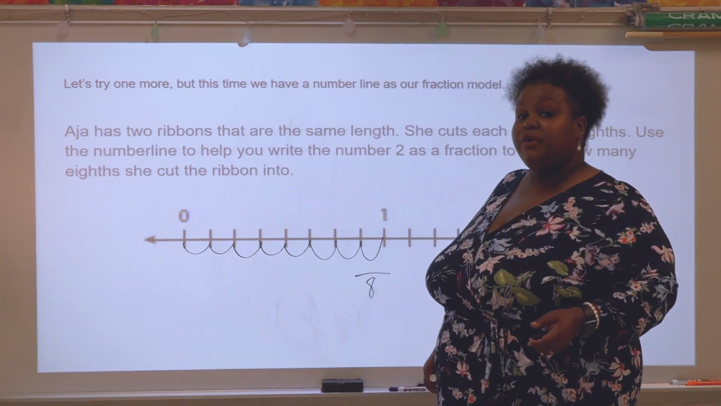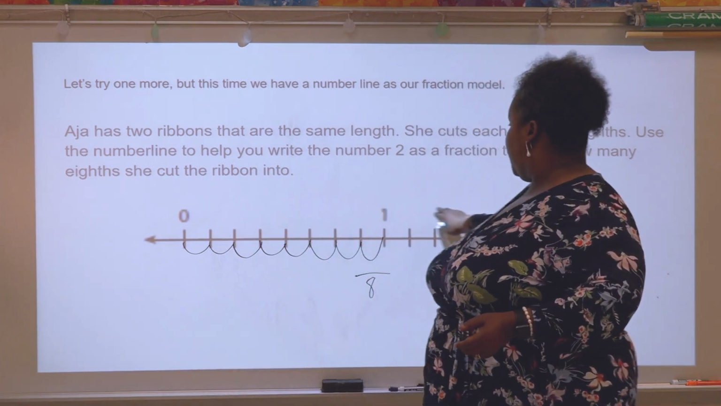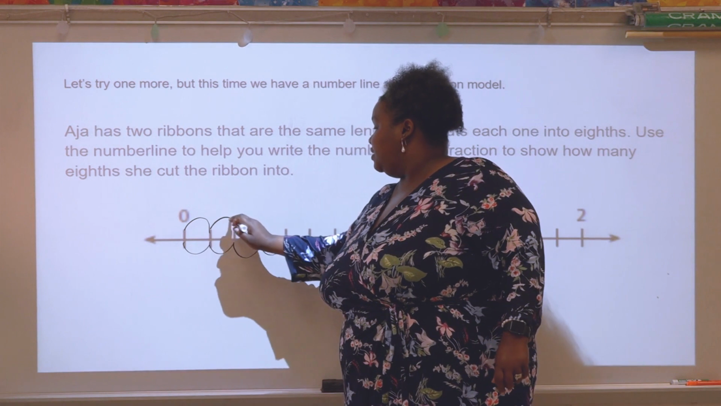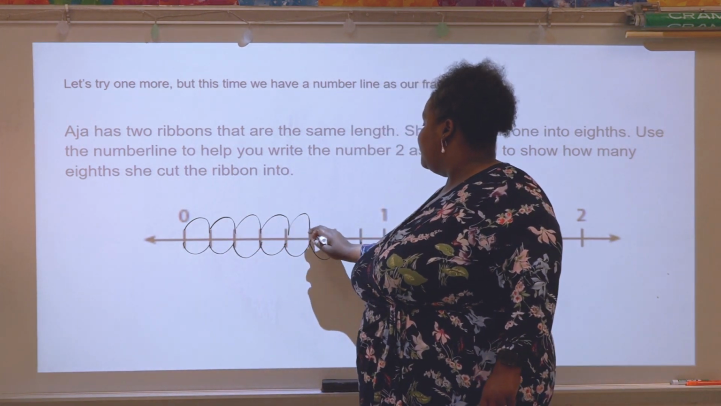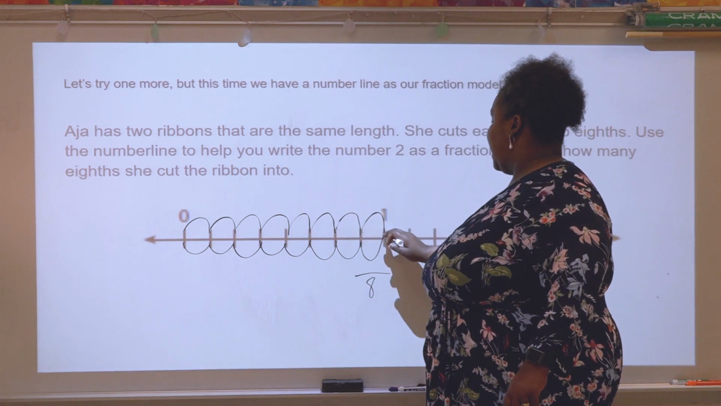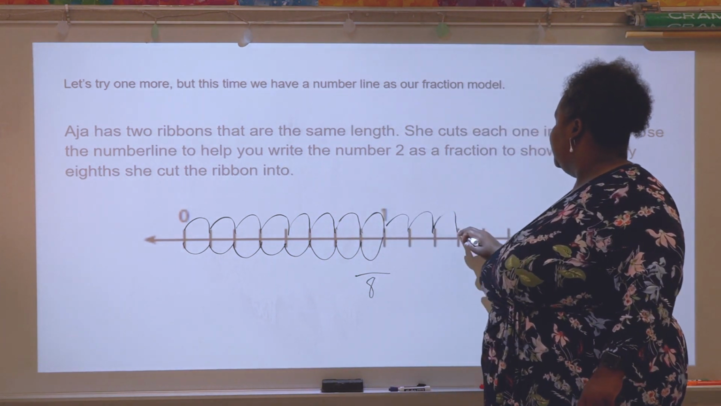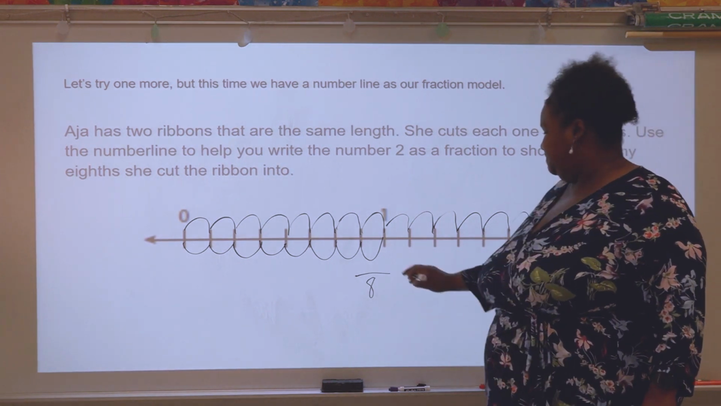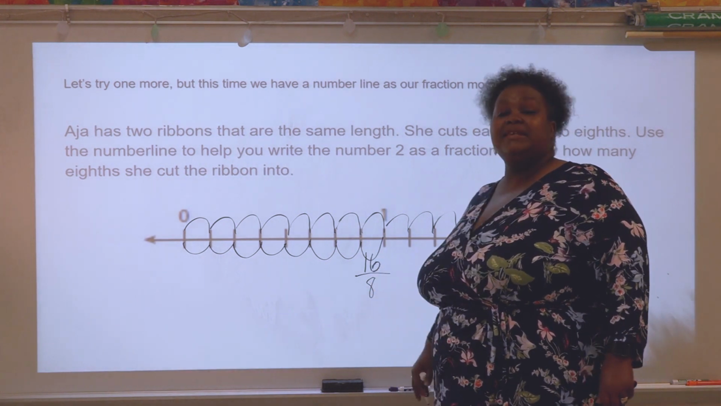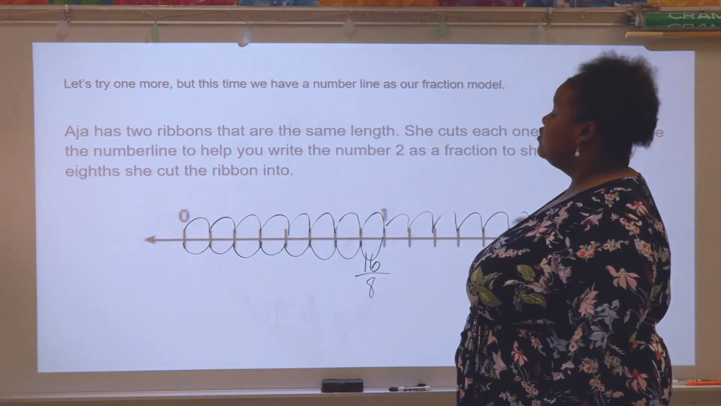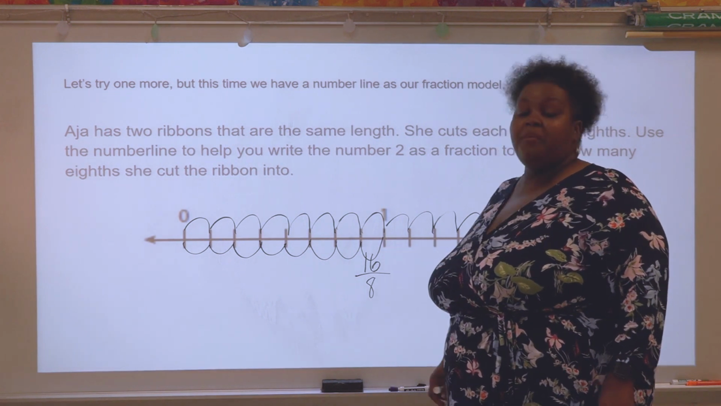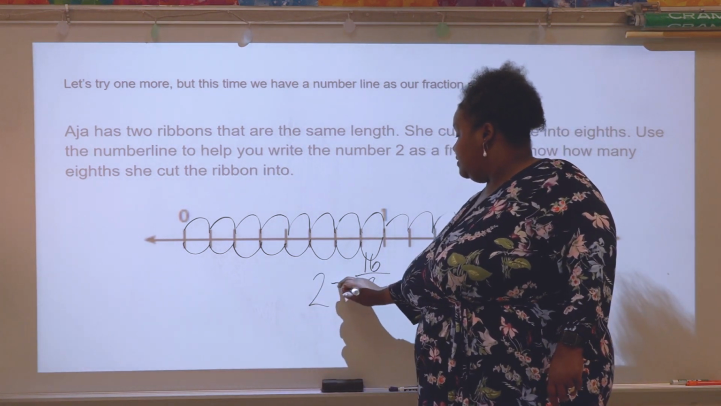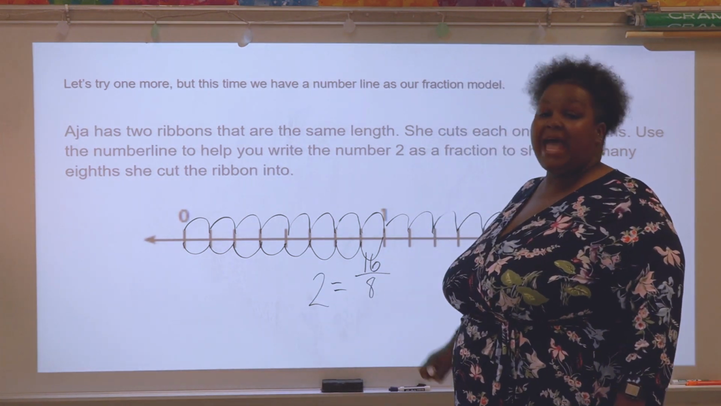To find my numerator, I have to count all of it, all the way to the 2 whole. So let's try that. 1, 2, 3, 4, 5, 6, 7, 8, 9, 10, 11, 12, 13, 14, 15, 16. There were 16 tick marks from the 0 to the 2 whole. So that let me know my numerator would be 16. 2 whole is equal to 16 eighths.